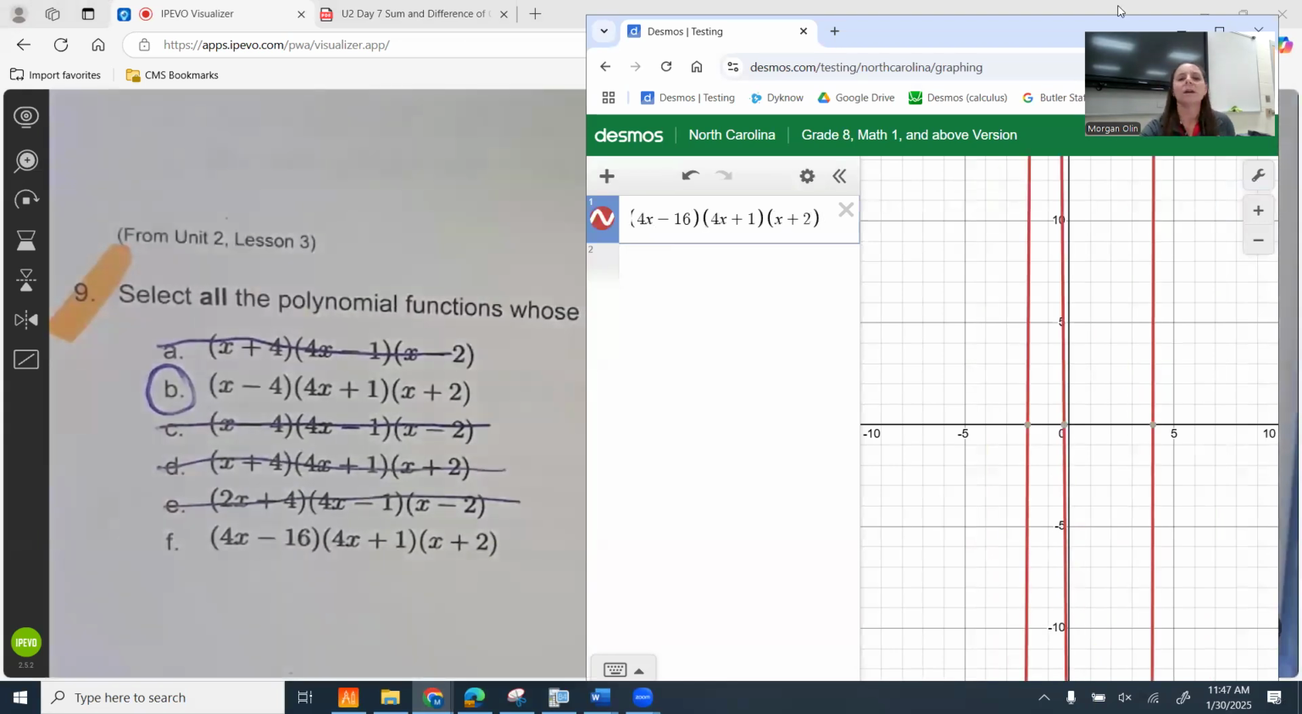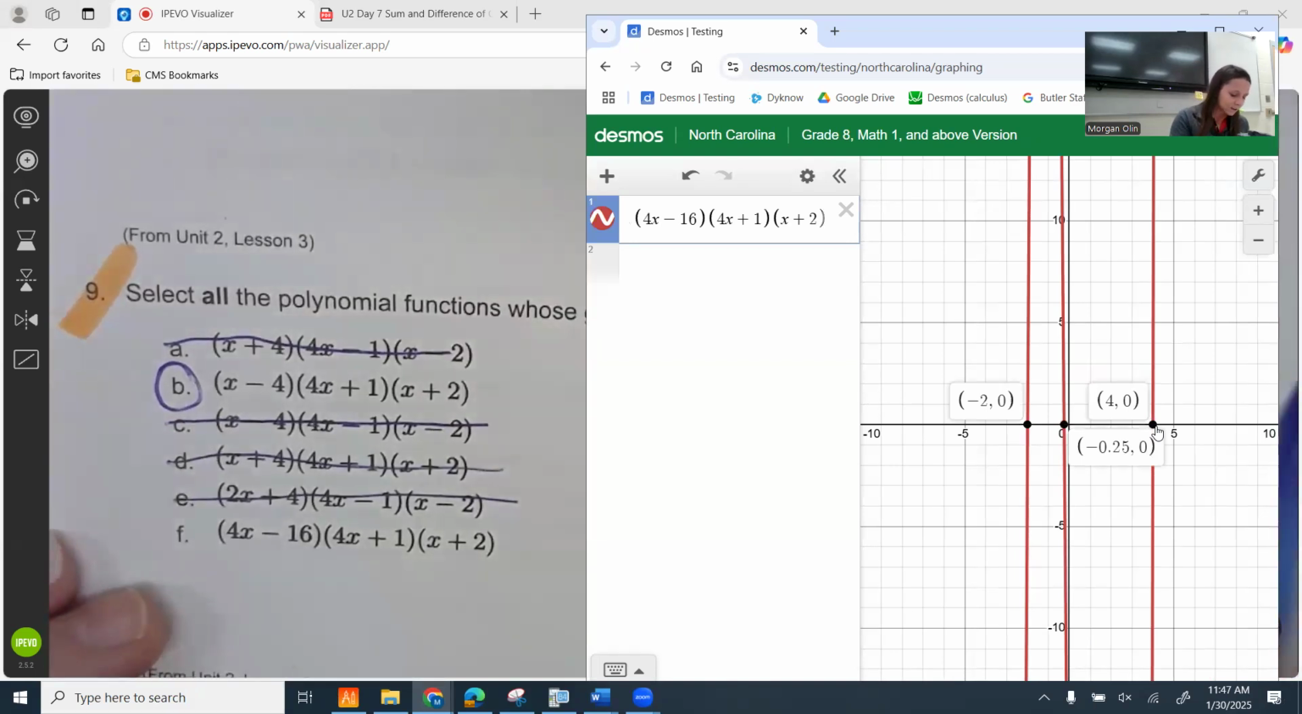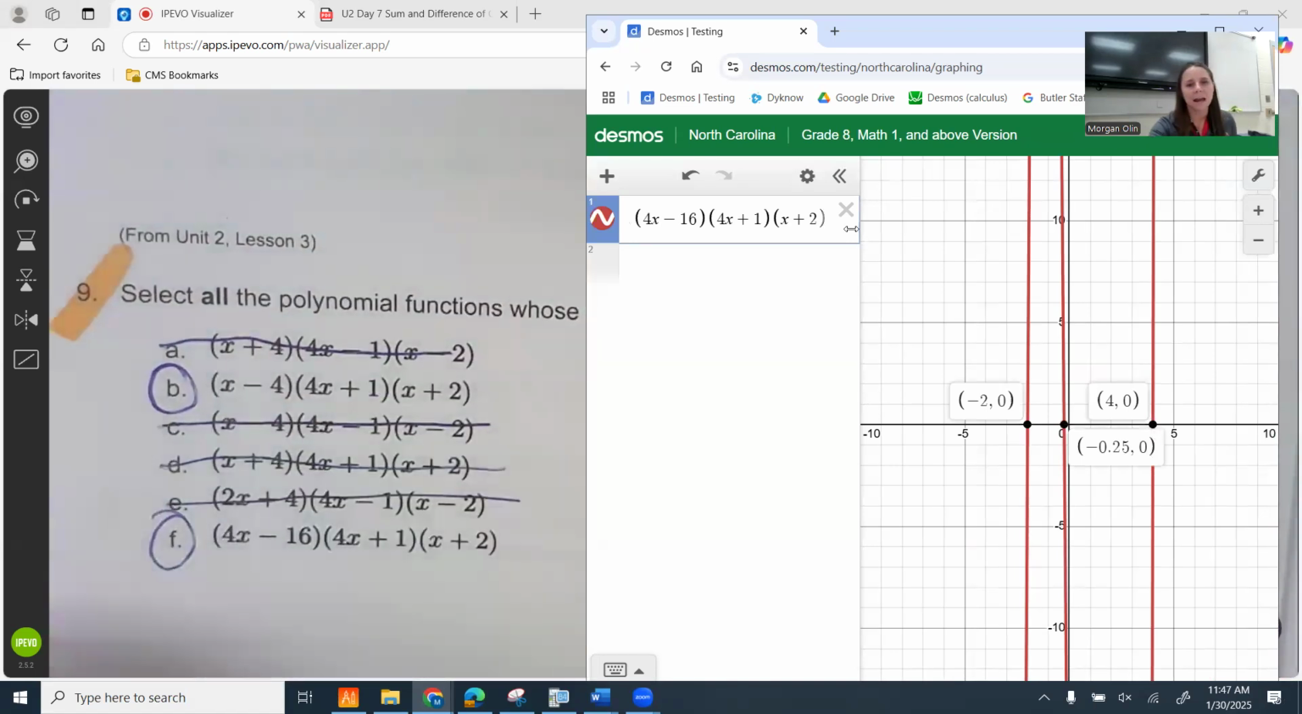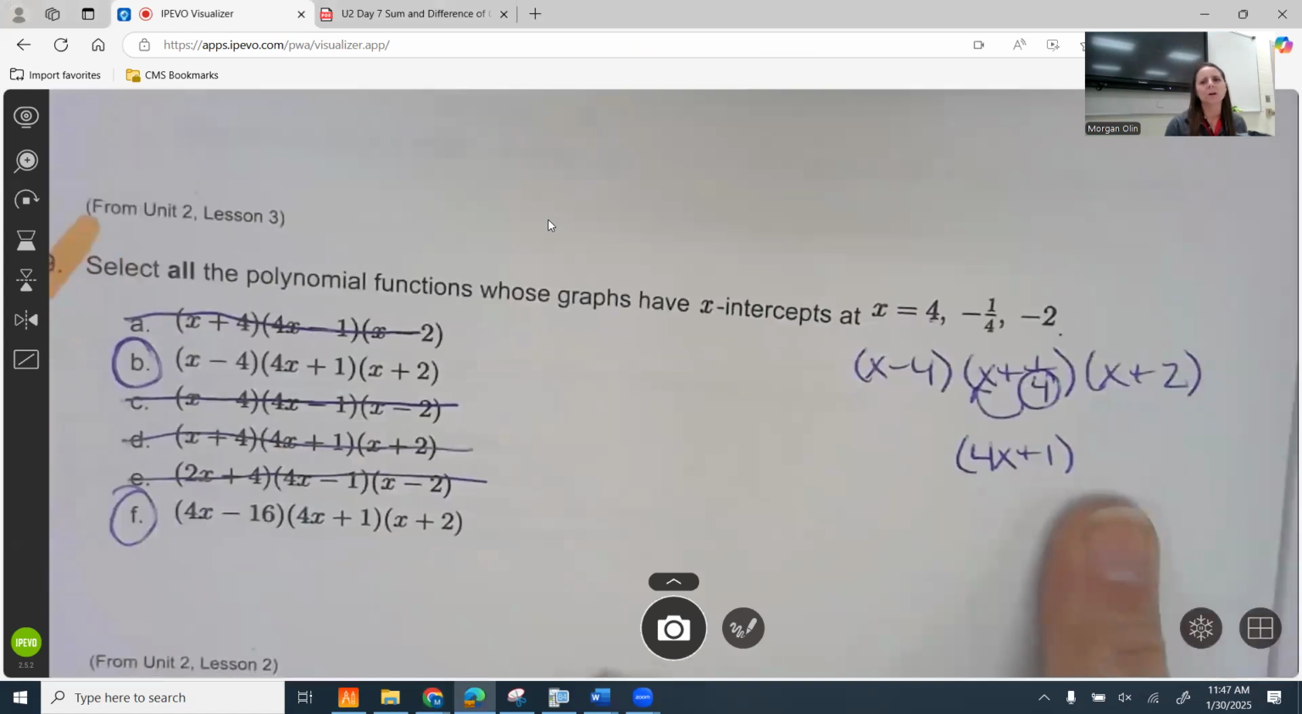Okay, so here, let's go look at our x-intercepts. -2, -2.5, -1/4, and then 4. All right, the one in question was the 4, and these are all x-intercepts, so this is an answer. Well, why is this an answer, but I didn't get it here when I wrote it?